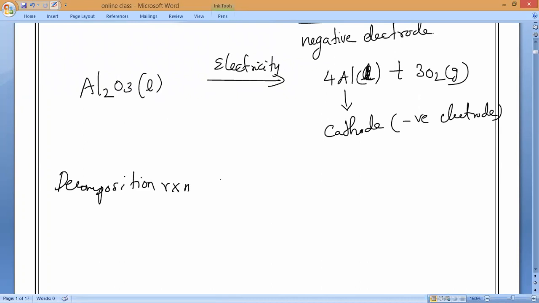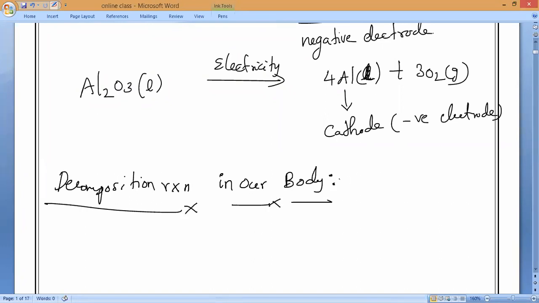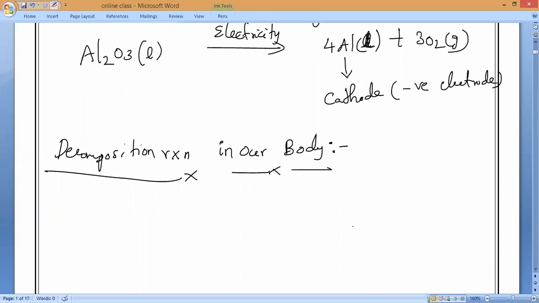Next, decomposition reaction in our body. Okay, so now let us guess where the decomposition reaction will take place inside our body. Anybody? You can call it a biological reaction only. Anyone can tell me? You might have heard of so many reactions in our body. One of the reactions you can tell. Please. Digestion of food. I already taught you at the starting itself.